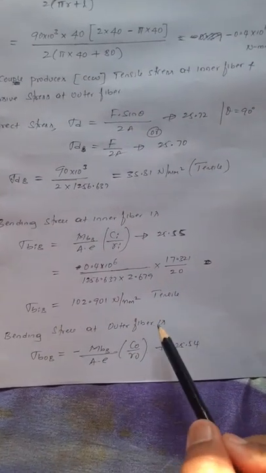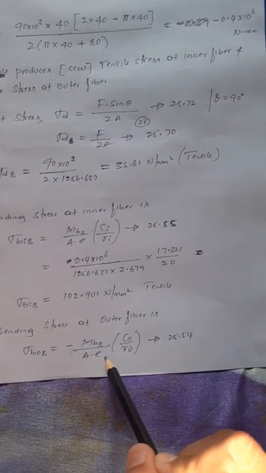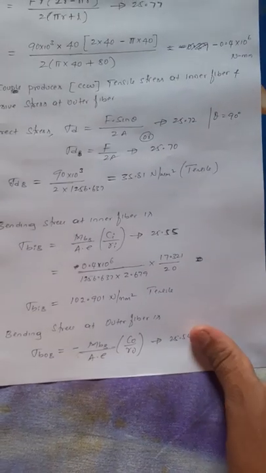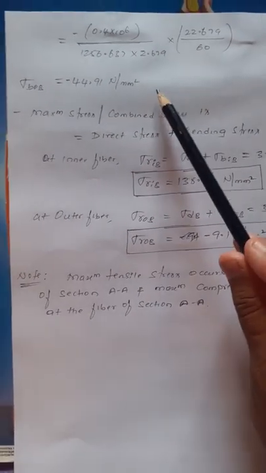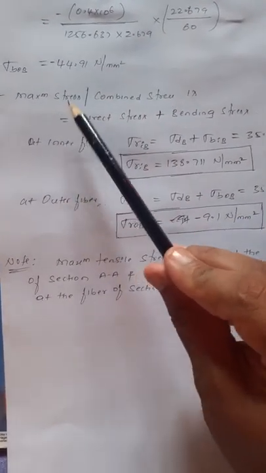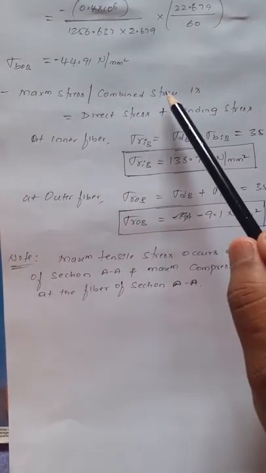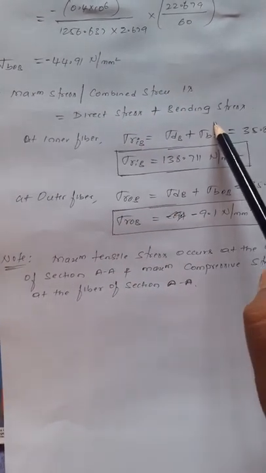Similarly, the bending stress at the outer fiber undergoes compression, compressive in nature. Use this equation, then substitute that value. Now we'll get minus 44.91 Newton per mm square. Now our aim is to determine the maximum stresses induced or combined stress. As you know, that is the sum of direct stress and bending stress.